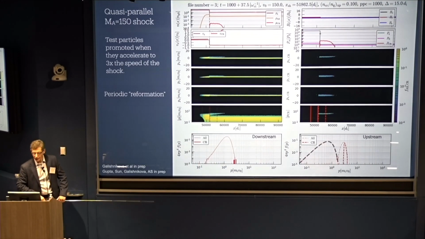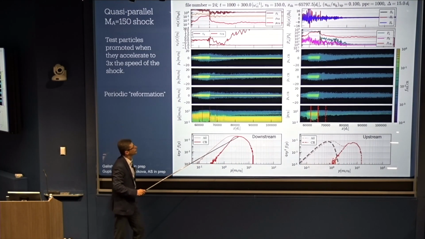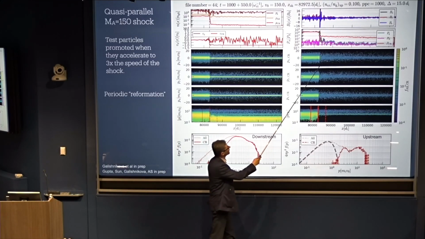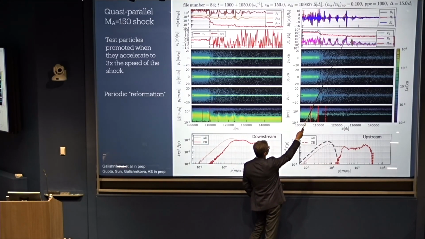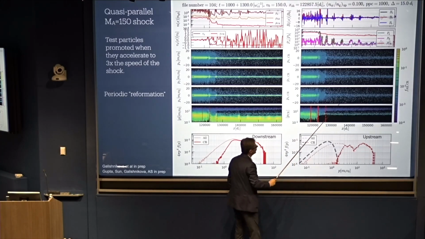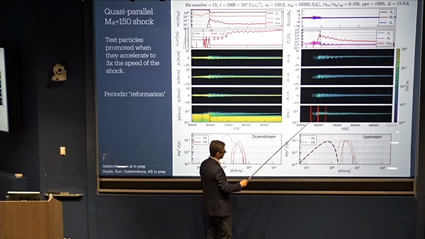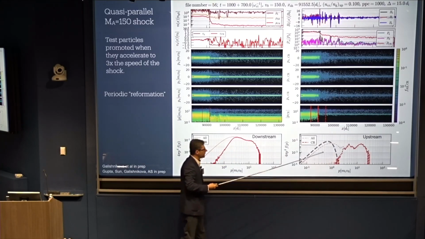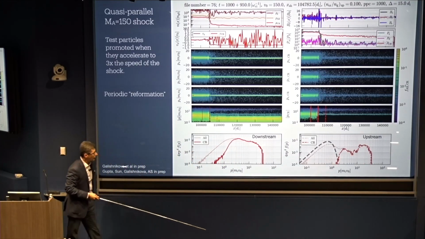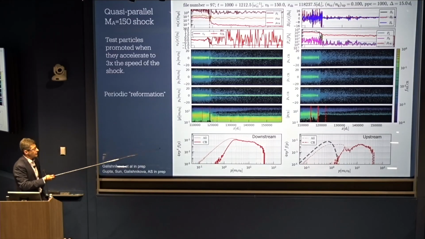Here's a higher Mach number simulation, which shows a more vigorous upstream activity. So you start driving stronger wave packets. These are these slams going towards the shock, which modulate the injection of the returning particles. So in these simulations, there is one free parameter, which is how many test particles we put in.